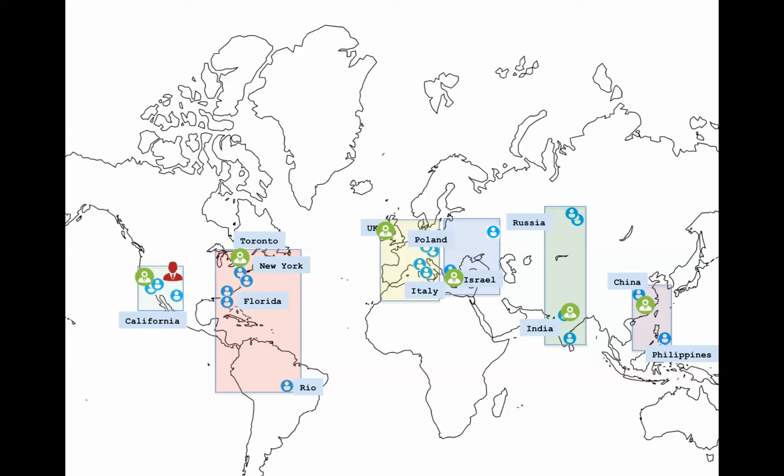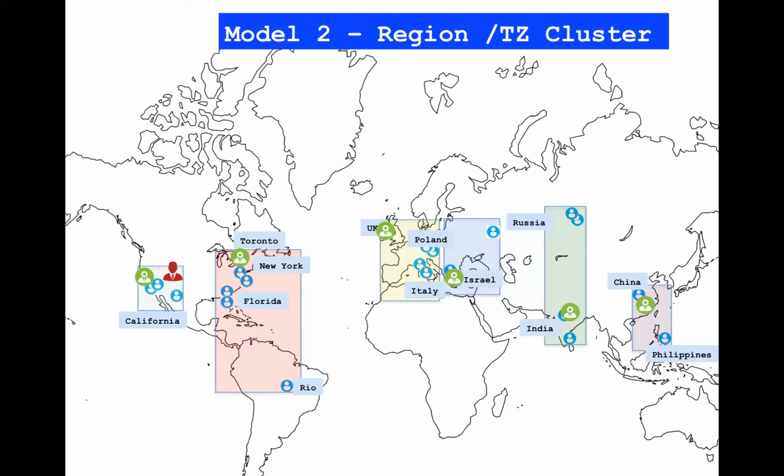Okay, so the closer these engineers are to each other within the team, the more productive that team is going to be, and the more effective. So this is a model that is clustered by region or time zone. Okay, so this is model 2.